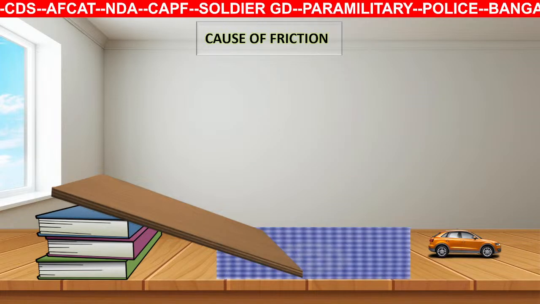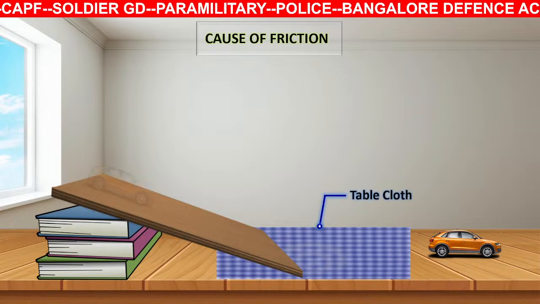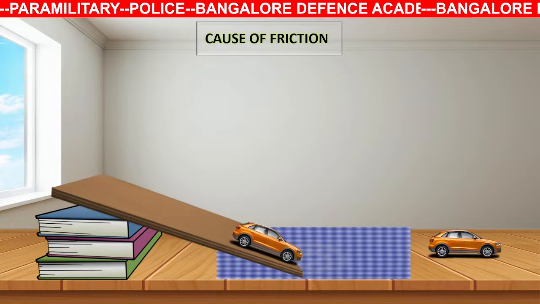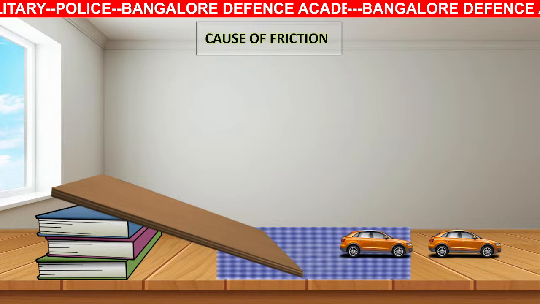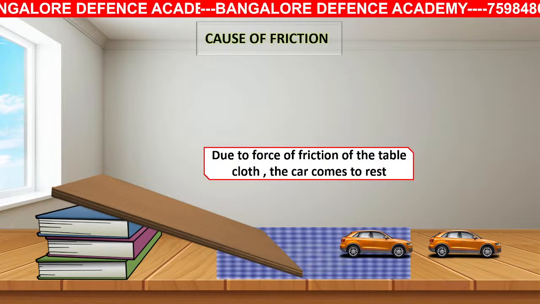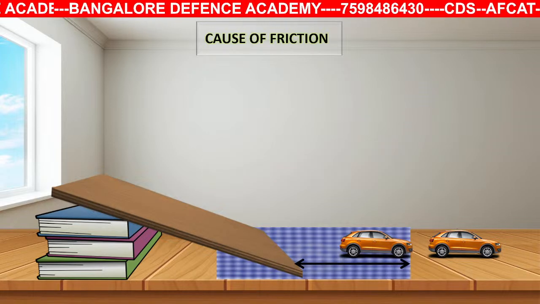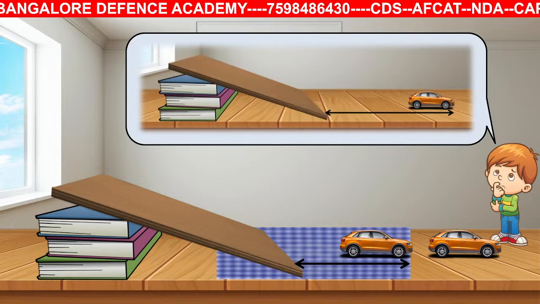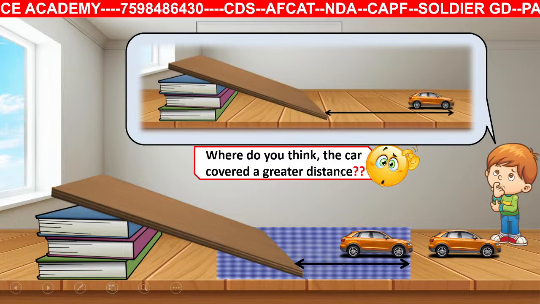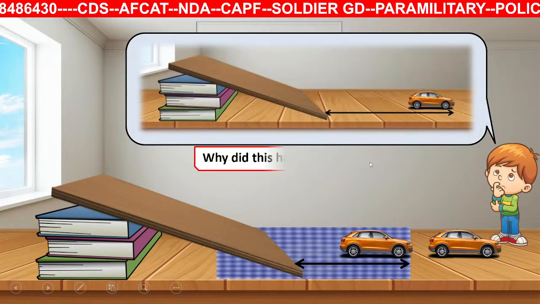Okay, now look at this. What if I keep a smooth surface? Imagine I keep a tablecloth and now I keep the car here. Again with the same speed the car travels, and again the car stops. So this is how friction works in daily life. Do you understand? In the first case, where do you think the car covered a greater distance? In the first case.